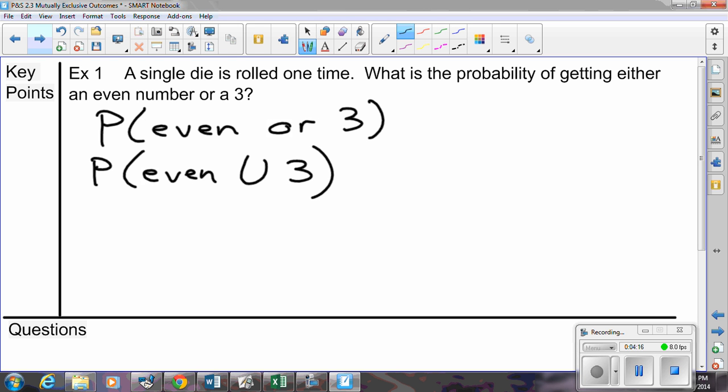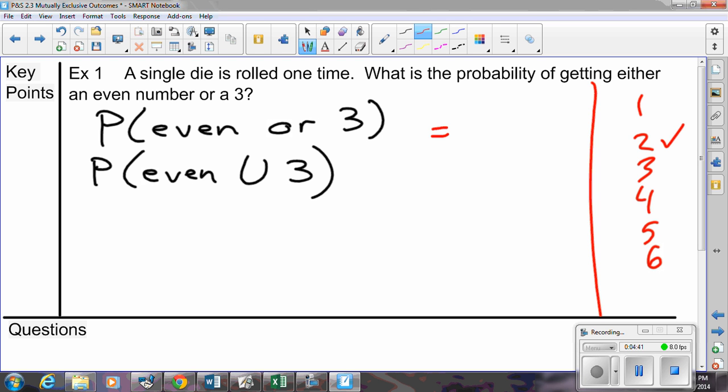Well, for this particular instance, what is the sample space of rolling the die? What could you possibly get? 1, 2, 3, 4, 5, 6. So probability is number of successes over number of outcomes. How many successes do we have for even or 3? Well, those are the evens, or 3. That gives us 4 successes out of 6 possibilities. Our probability is 2/3.